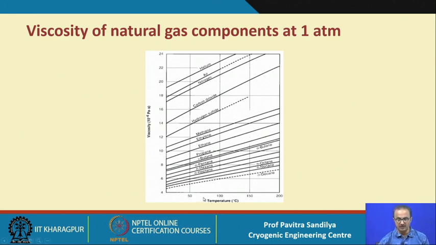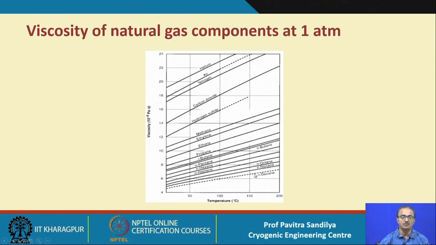Here on the x-axis we have temperature, and on the y-axis we have the viscosity, in terms of 10 to the power minus 6 Pascal second, and the pressure is 1 atmosphere, that is, at lower pressure. Here we have shown several components, starting from methane, ethane, ethylene, propane, and so on. Here we have hydrogen sulfide, carbon dioxide, nitrogen, air, helium, and on this side we have the higher hydrocarbons.